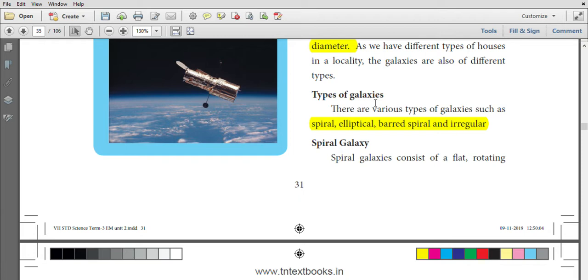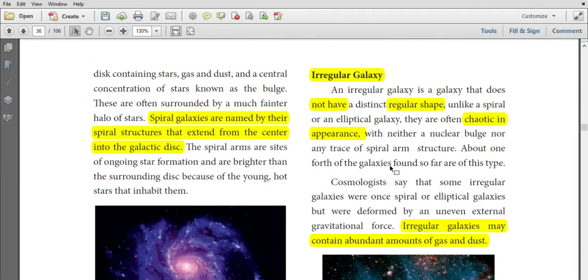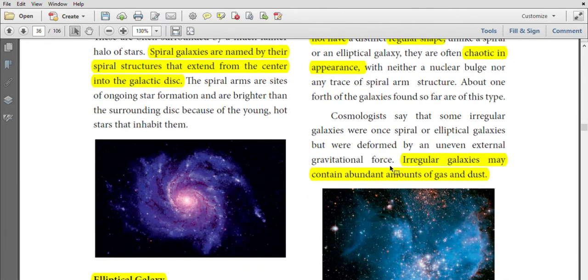Types of galaxies: spiral, elliptical, barred spiral and irregular galaxies. Spiral galaxies. Spiral galaxies are spiral in structure, extending from the center to a galactic disk. This is the spiral galaxy.